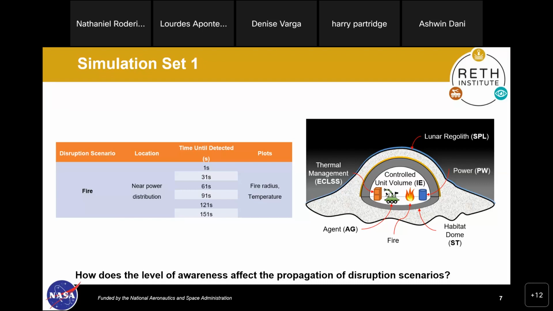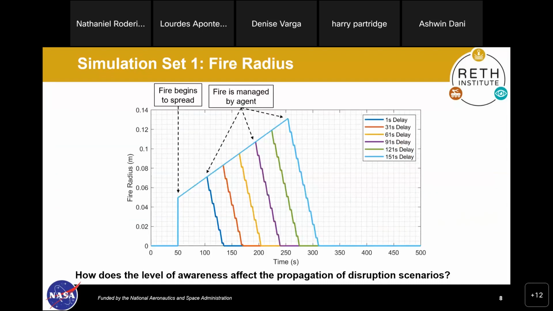And in order to understand the results of these simulations in the habitat simulator, we'll plot the radius of the fire and the temperature within the habitat. This plot shows the radius of the fire across all 6 simulations in the set. You can see at 50 seconds, the fire occurs. It starts at a predefined radius, and then that radius begins to grow linearly. When the agent detects the fire and moves to address it, you can see the radius of the fire decreasing in a stepped decrease there. And when the agent takes longer to detect that fire, it not only grows to a larger radius, but it also takes longer for the agent to extinguish it.